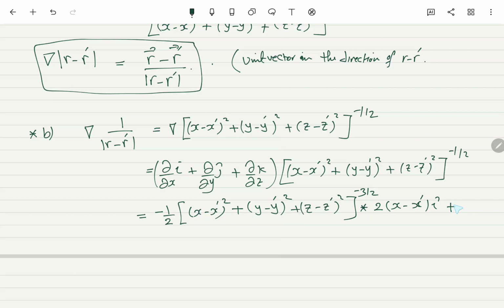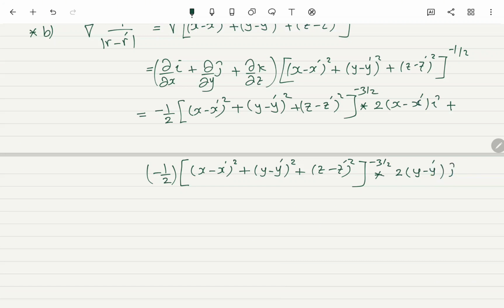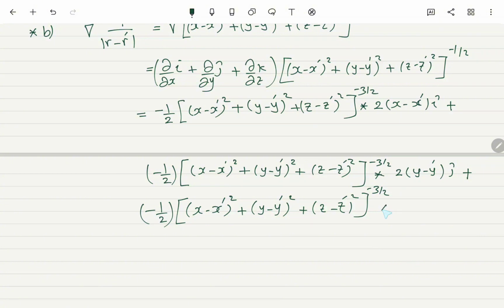i plus, almost the same procedure as the previous one, minus half times (x minus x prime) square plus (y minus y prime) square plus (z minus z prime) square to the power minus 3/2 times 2(y minus y prime) j hat, plus minus half (x minus x prime) square plus (y minus y prime) square plus (z minus z prime) square to the power minus 3/2 times 2(z minus z prime) k hat.